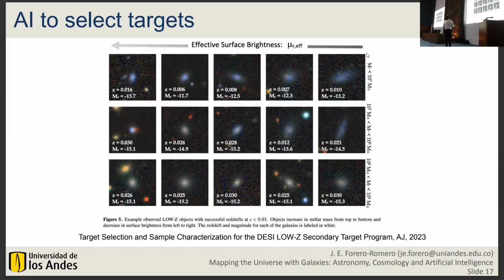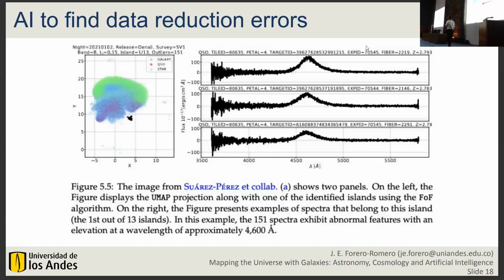So what we do in this case is we use images, the images themselves, and of course, some other spectroscopy that we have to train the convolutional neural network. I have a good selection for those low redshift, low mass galaxies. This is one example of how AI goes into target selection.